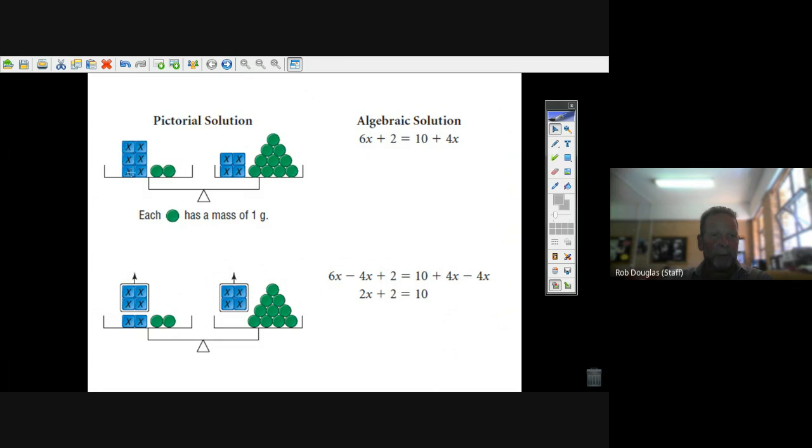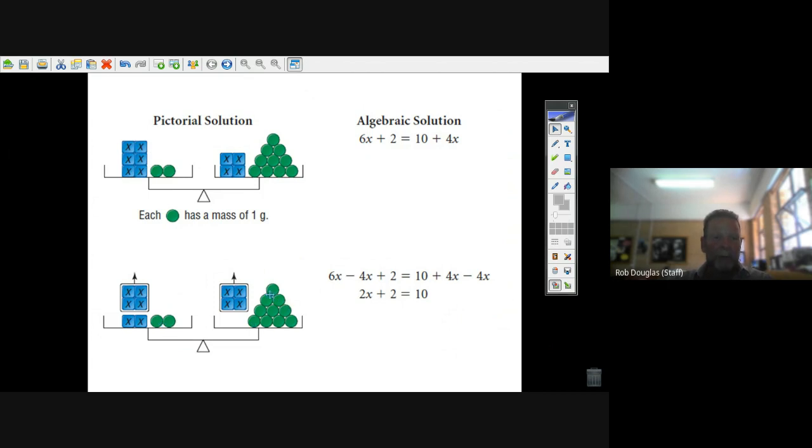We've got 1, 2, 3, 4, 5, 6 x's. And the units, each ball represents one, so there's two balls. On this side, there's 10 balls and 4 x's. Well, we want to figure out what x equals. So what do we do? If we take away 4 x's from both sides, we'll be left with 2x plus the 2, and it'll equal this 10.